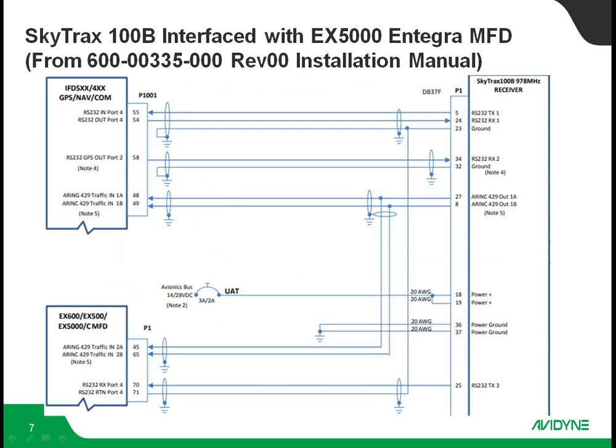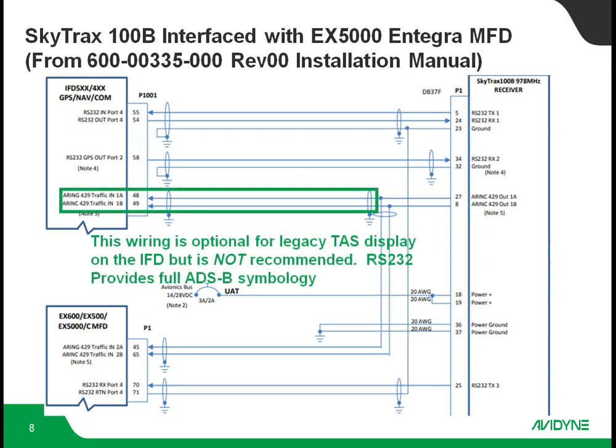And here's the drawing out of the SkyTrax 100B installation manual. And as I had mentioned before, there's a lot more going on here. As you can see, they've added an IFD into the mix because the SkyTrax 100B has to have a GPS source of some type, so we assumed it would be an IFD. And this drawing is a little bit more convoluted, so let's go through this. I want to try to explain this as best as I can.